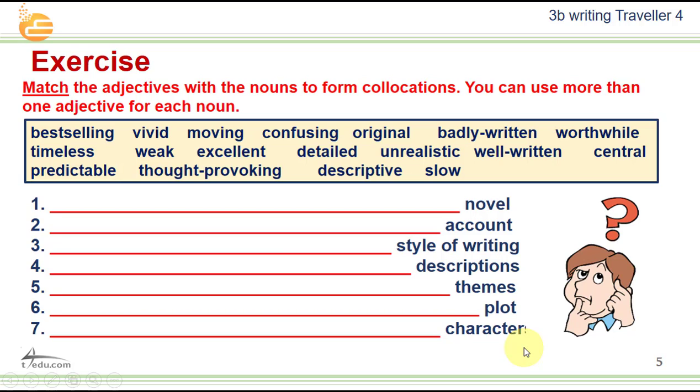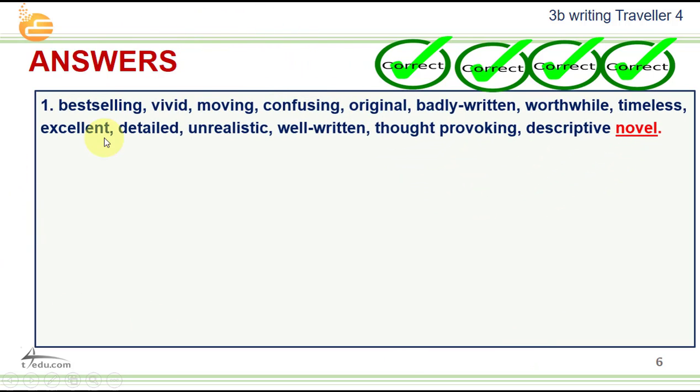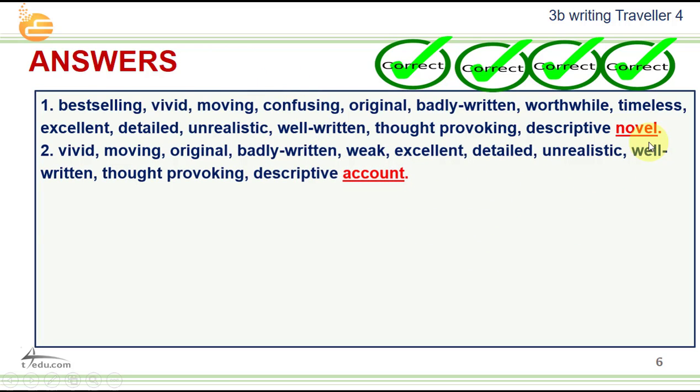Now, let's try to answer this question. With novel, we can say best-selling novel, vivid novel, moving novel, confusing, original, badly written, worthwhile, timeless, excellent, detailed, unrealistic, well-written, thought-provoking, descriptive. And with account, we can say vivid, moving, original, badly written, weak, excellent, detailed, unrealistic, well-written, thought-provoking, and descriptive.